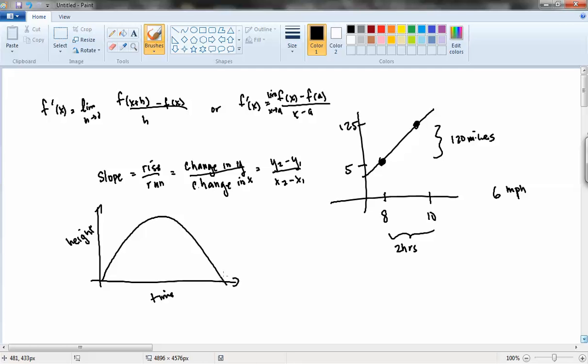Now, I know it didn't literally look like that. Maybe it went straight up and down, but remember, this is not a horizontal distance axis. This is a horizontal time axis. Here's the thing. How would you find the slope of a curvy line? Well, the first thing we need to do is define what a slope of a curvy line is.